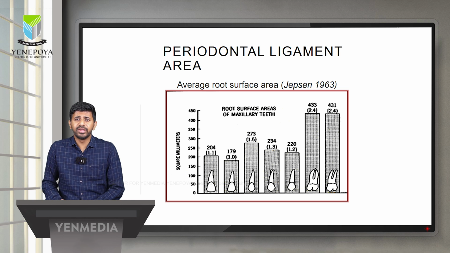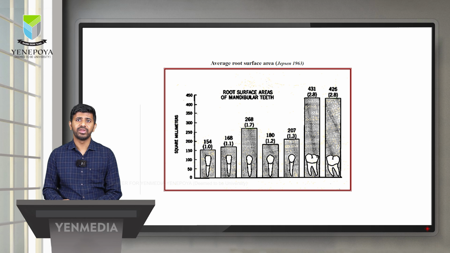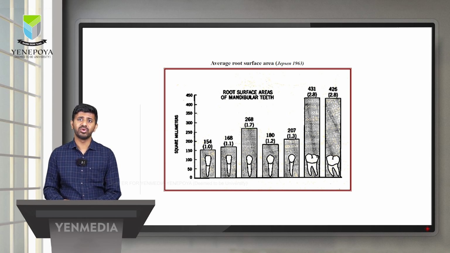How do you know what the root surface area is? Jepson in 1963 gave the root surface areas. The highest root surface area is for the maxillary first molars, then the maxillary second molars, and it goes in a similar order. Likewise, for the mandibular arch, the greatest root surface area is for the mandibular first molar, then the mandibular second molar, and the least is for the mandibular central incisor.